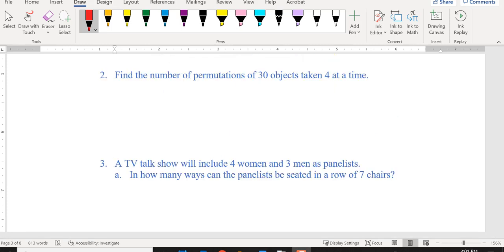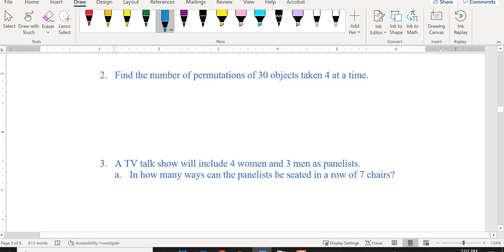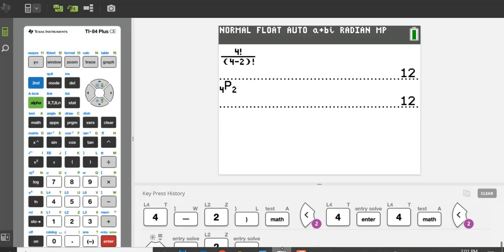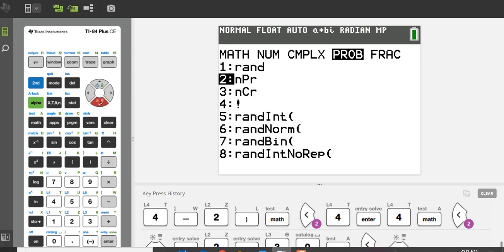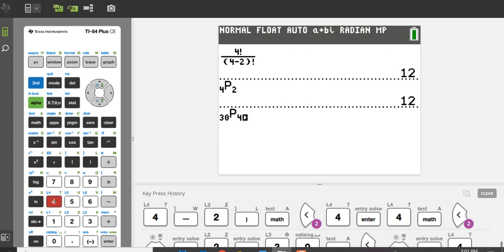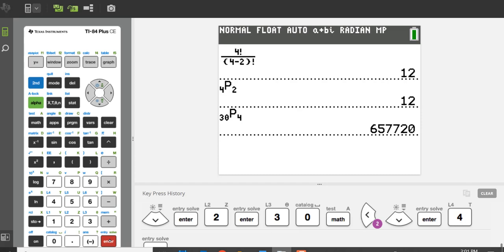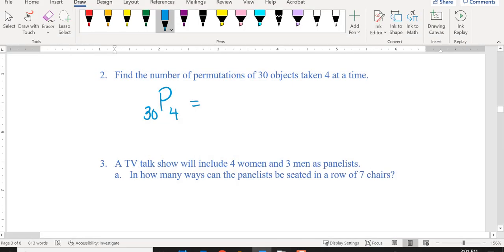Example number 2, find the number of permutations of 30 objects taken 4 at a time. So we're going to do the permutation of 30 objects 4 at a time. On our calculator, 30, math, probability, permutation, taken 4 at a time. I get 657,720.